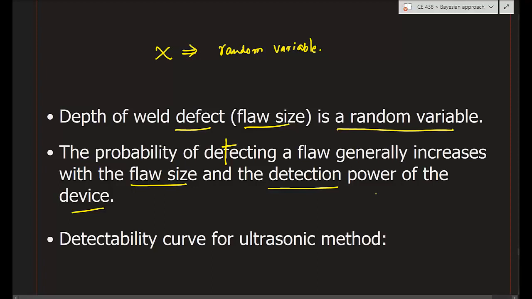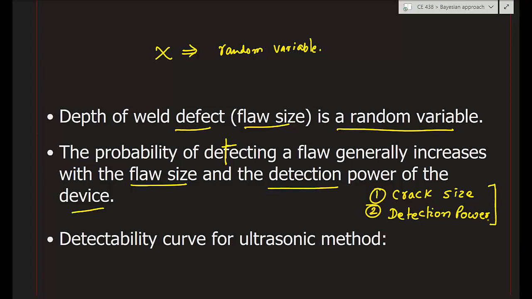So there are two things that are important. What is my crack size? And the second point, what is my detection power? That is the sensitivity of the sensor. So these two points are important for detecting any crack or flaw of a given size.